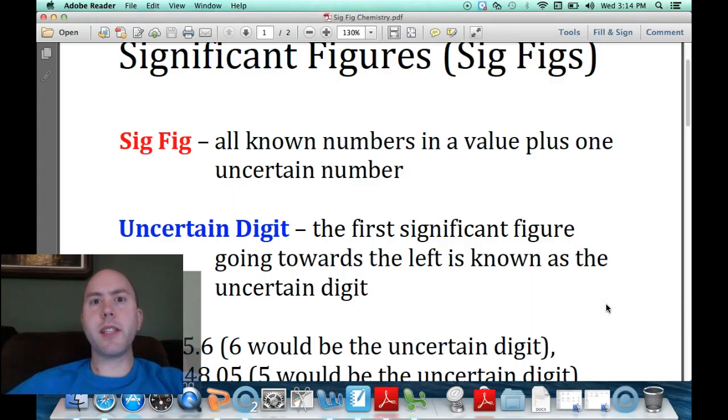Alright, so let's talk about significant figures. Significant figures are every known number plus one number that you're not certain about. It's an unknown number. It's an estimated number. That estimated number is called the uncertain digit. It's the first sig fig going towards the left. Now, let me show you some examples to actually help you understand what this really means. You'll see this later on when you get to the assignment.